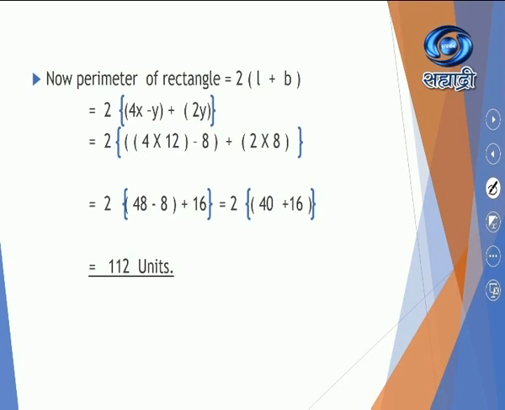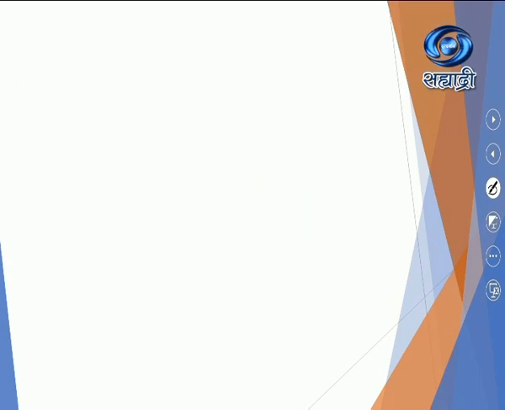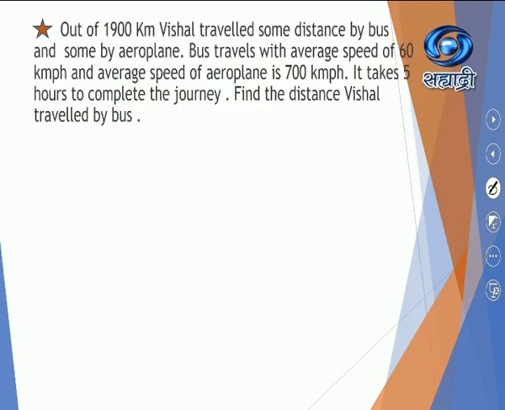So this is how you can solve the different numericals under linear equation in two variables. Let us take one more example for the linear equations. Here is a star mark question in your textbook.